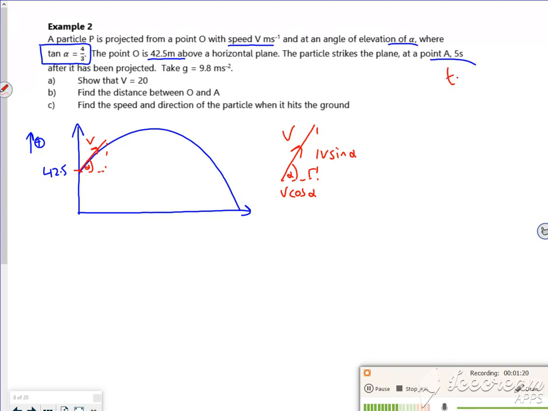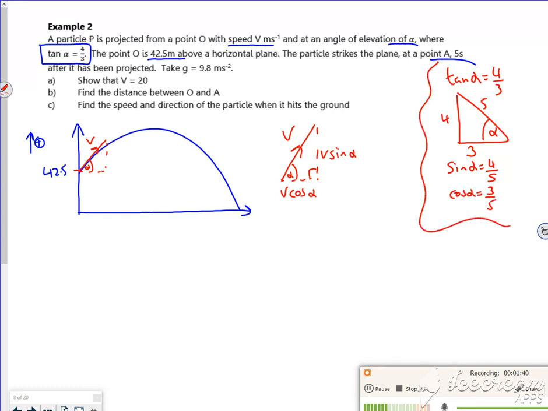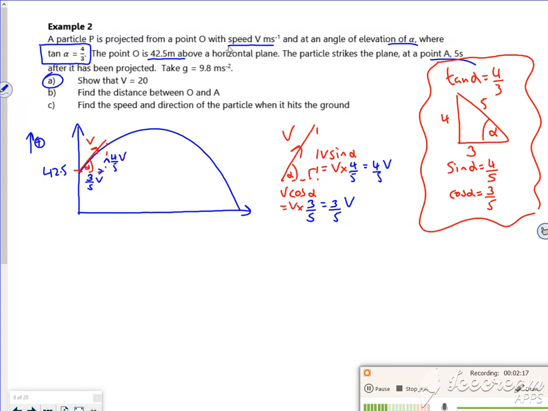What's quite nice is this tan alpha is 4/3, so if I draw a triangle for that, 3, 4, 5 triangle, it tells me that sine alpha is 4/5 and cos alpha is 3/5. So this little triangle is replacing the sine and the cos by a fraction. So V sine alpha becomes V times 4/5, so it's going to be 4/5 of V, whereas the V cos alpha becomes V times 3/5, which is 3/5 of V. So now I know what my components are for my velocity. So 3/5 of V and 4/5 of V.